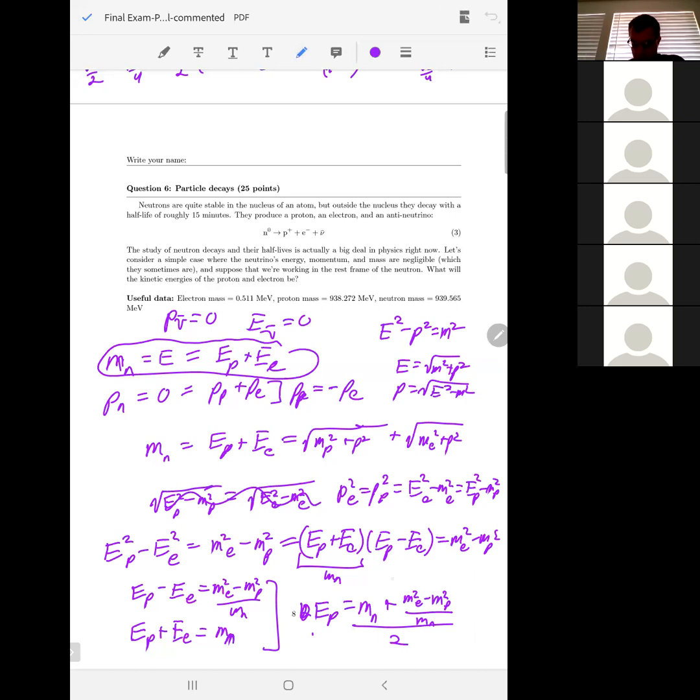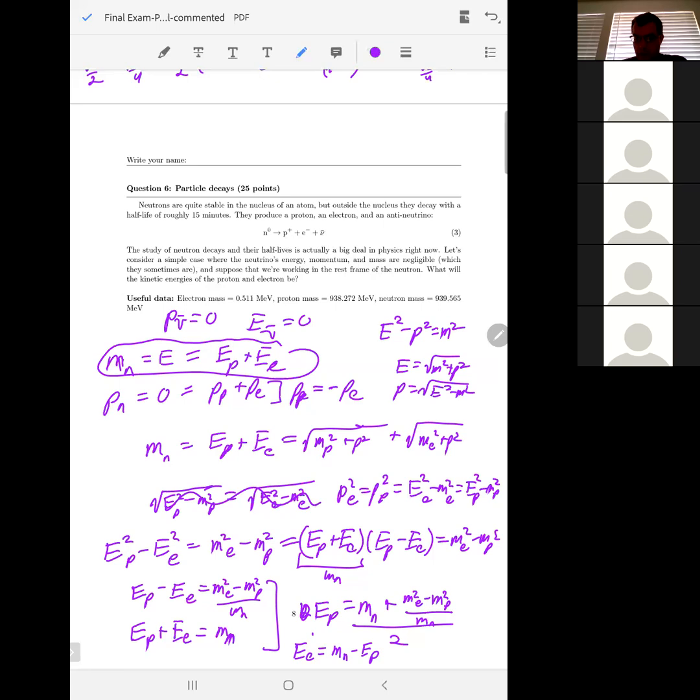But once I've got this, then I could plug in some numbers with my calculator. And then I could just say that E sub E is equal to the neutron mass minus E sub P. Now, those will give me the energies.